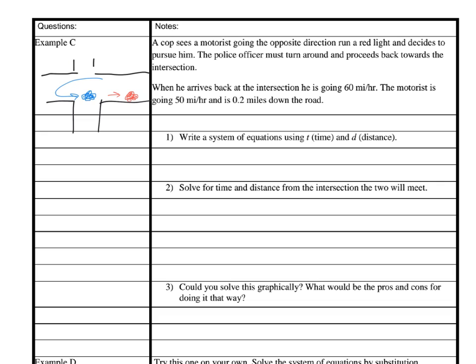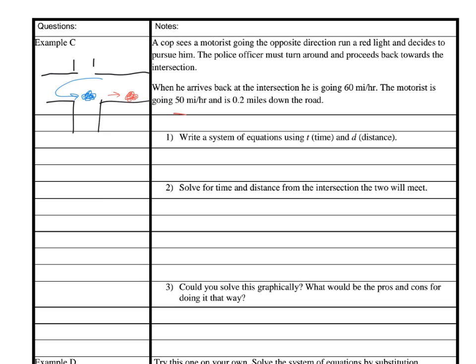To better understand this problem, I drew a picture. So here we have the motorist who's speeding. They speed through the intersection, running the red light. The cop was on the opposite side, decided to do a U-turn to then follow and pursue them.